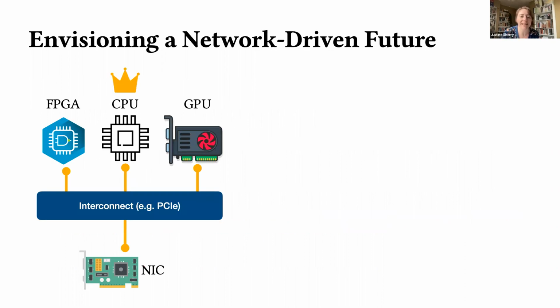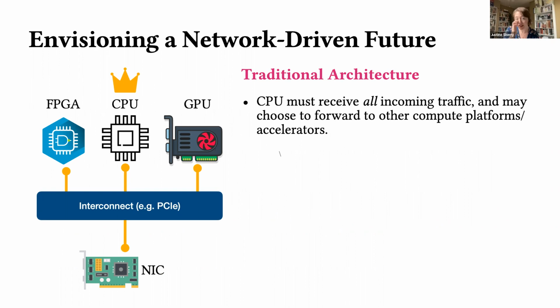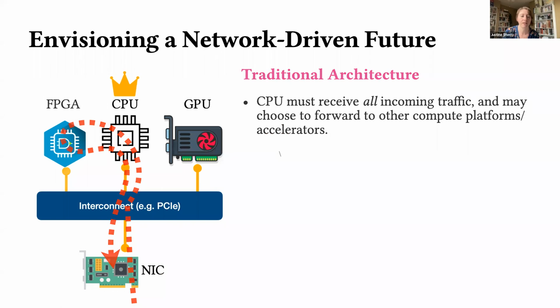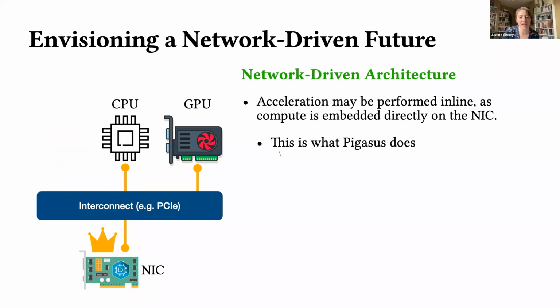And if we extrapolate this lesson to help us envision what a server optimized for I/O would look like, we can come up with a couple of conclusions. In the traditional architecture, the CPU has to receive all traffic and process it, and may choose to delegate to another accelerator. But in a network-driven architecture, acceleration might be performed inline on the NIC, like it is in Pigasus.